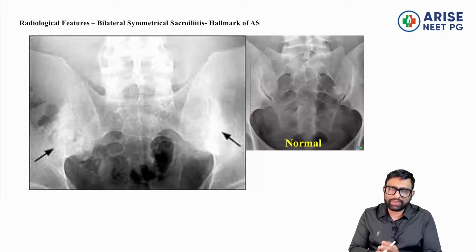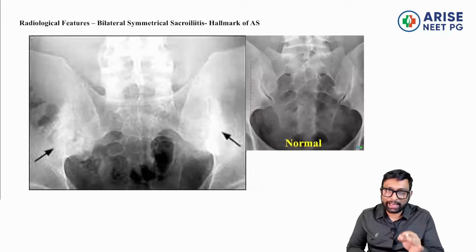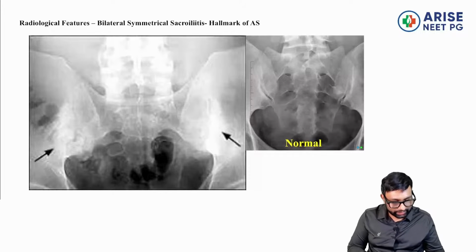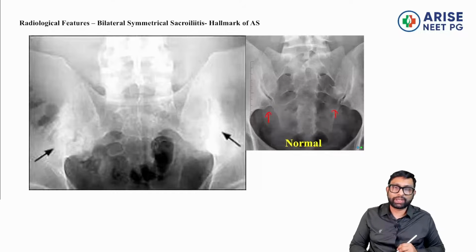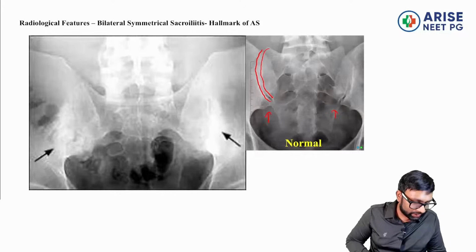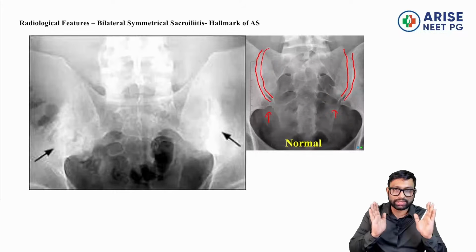Then coming to the investigations, X-ray is helpful. Yes, X-ray is helpful, but it is helpful only when the patient has established sacroiliitis. If you can see here, this is an X-ray of a normal patient's spine. Here you can see that the patient has a normal open joint with no sclerosis seen in the bone. So both sides are normal.